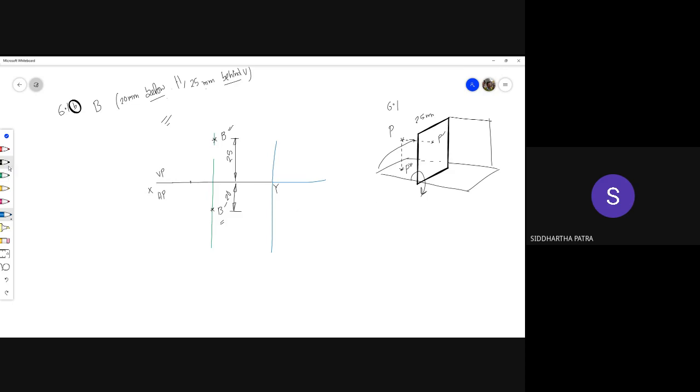Here we are talking about a point which would be situated somewhere over here, this point B. On the vertical plane, this is B prime, and on the horizontal plane, let's say it is B double prime. And now let us talk about its projection on the profile plane, which would be, let's say, B triple prime.